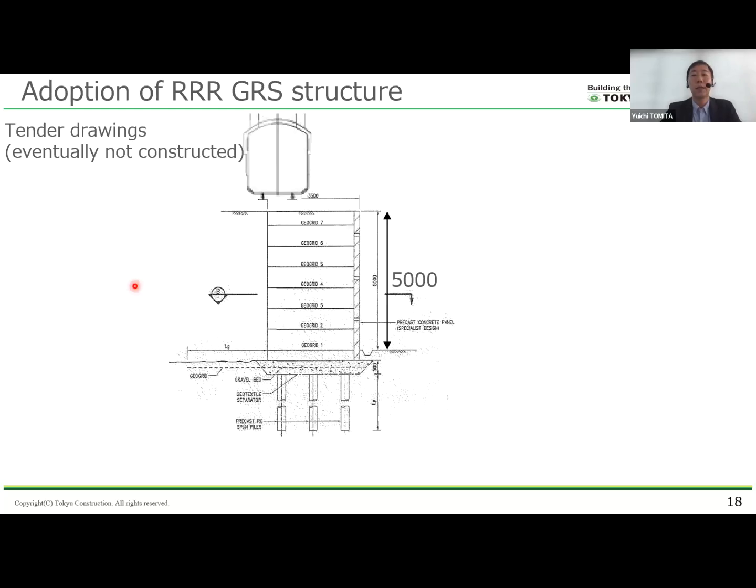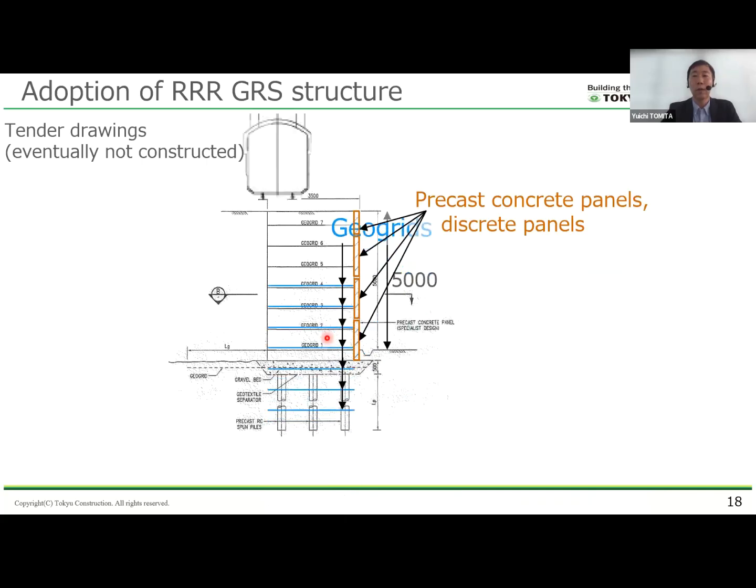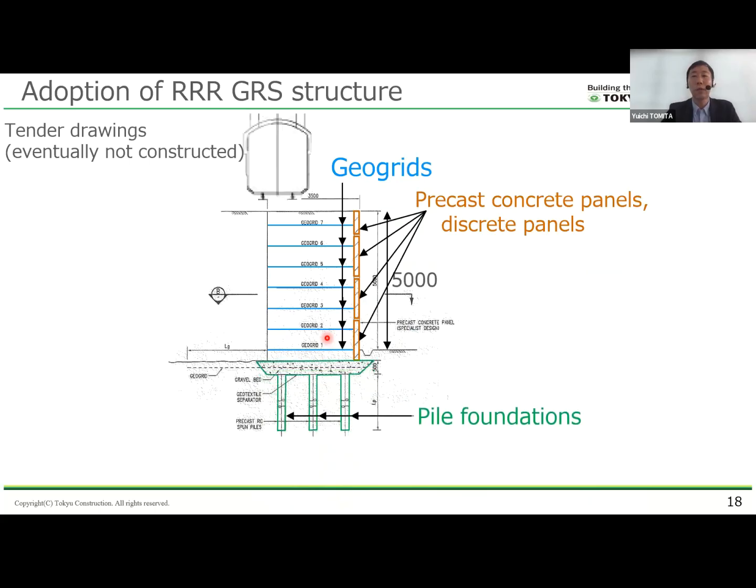In the original basic design, as shown in this figure, the outer retaining wall was planned to be a reinforced soil wall composed of precast concrete panels and geogrids, which are discrete panels commonly used in Indonesia. For this wall, pile foundations were necessary. However, by reviewing the basic design, we found the following several problems.